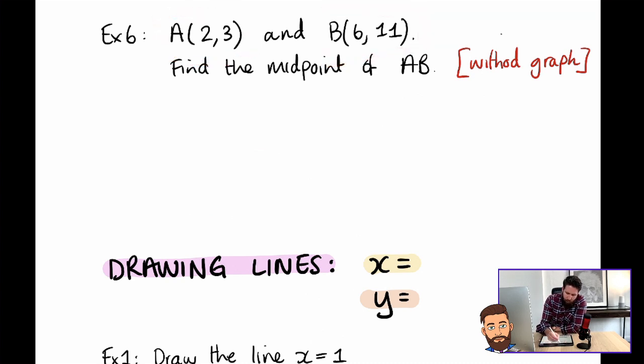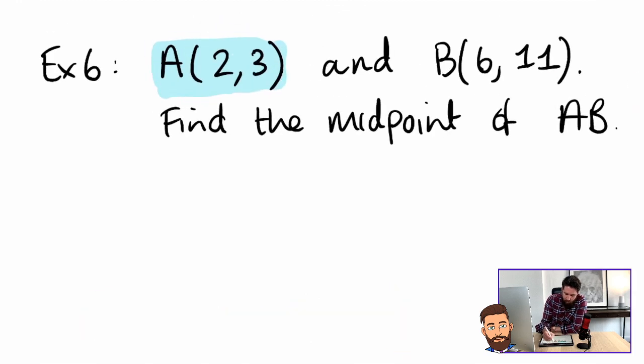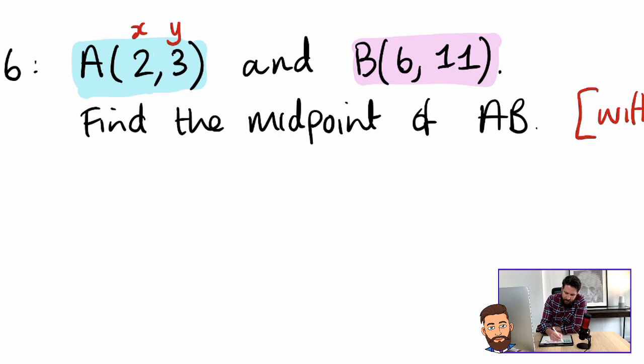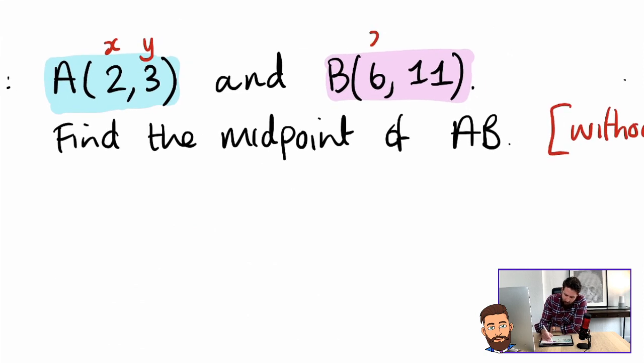It says we've got a coordinate A, which is 2, 3. So remember, that means that you go across 2. The first one is always x. You go across 2 and then up 3 for the y. And another coordinate, which is B, which is 6, 11. So again, that means we go across 6 on the x and then up 11 on the y.